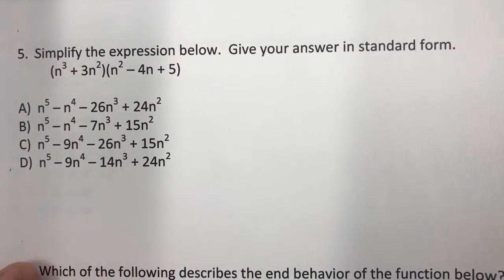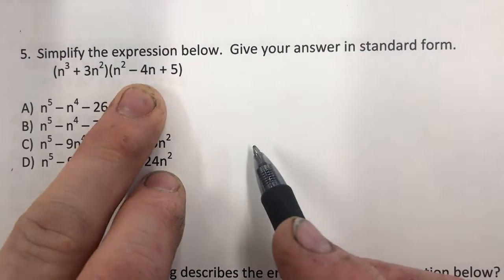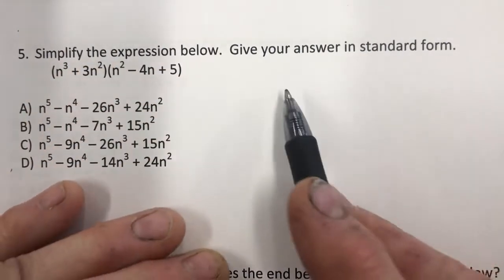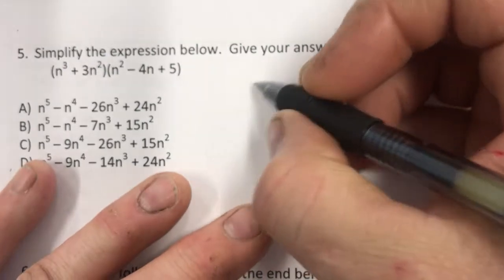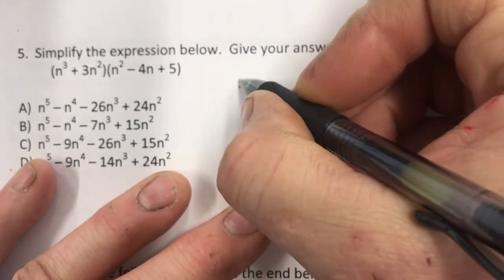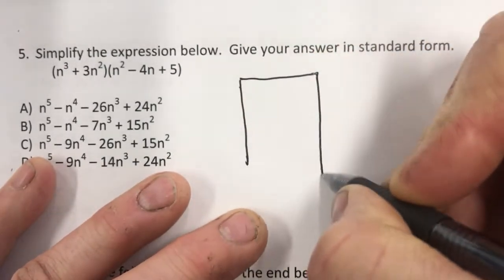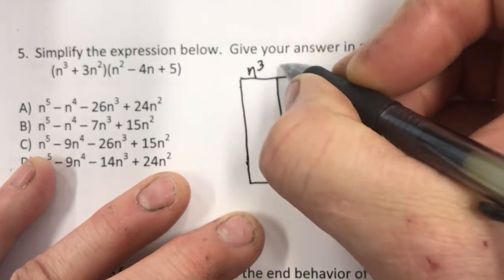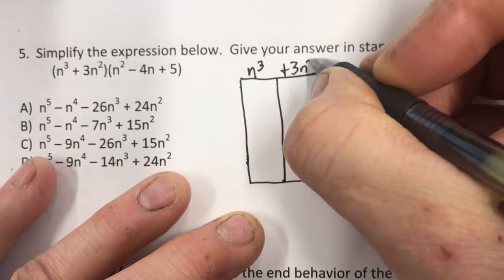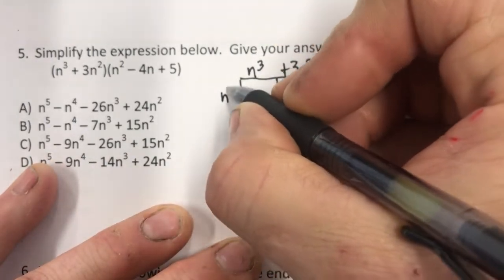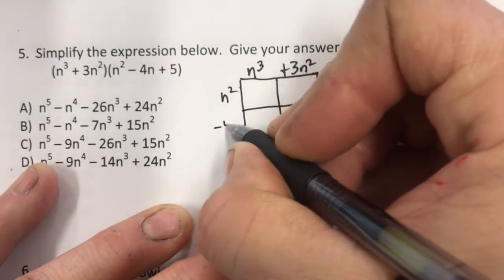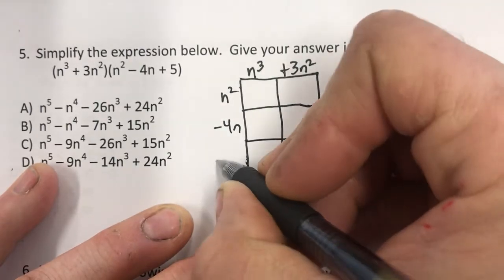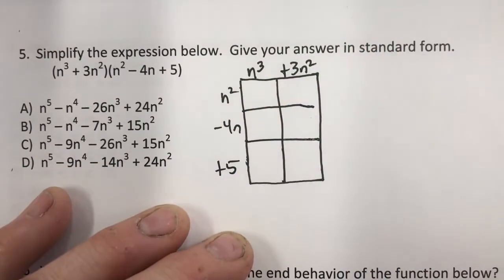Number 5. Okay, we want to multiply these. Simplify the expression. So now to do this, I'm going to make me a box. I'm going to have n to the third on top plus 3n squared. On the side, I've got n squared minus 4n and then plus 5.